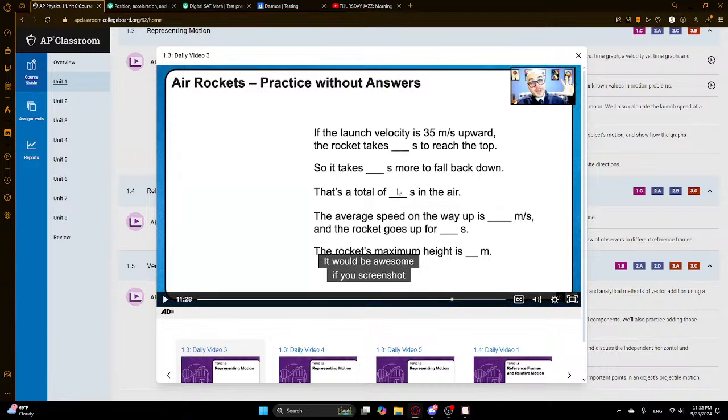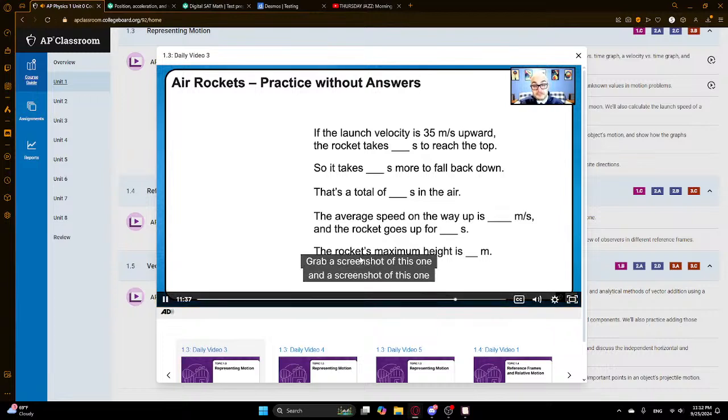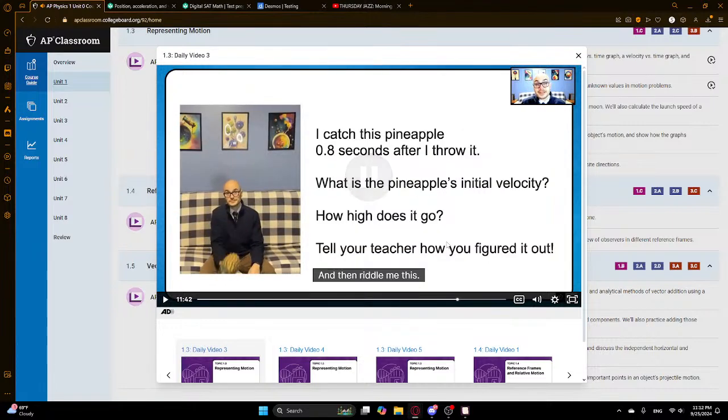This and this can be the same: XS, XS, 2XS. It'd be awesome if you would screenshot this slide and the next one. I'm going to put the solutions up, but try to figure it out. Grab a screenshot of this one and a screenshot of this one with the worked answers, and then riddle me this.